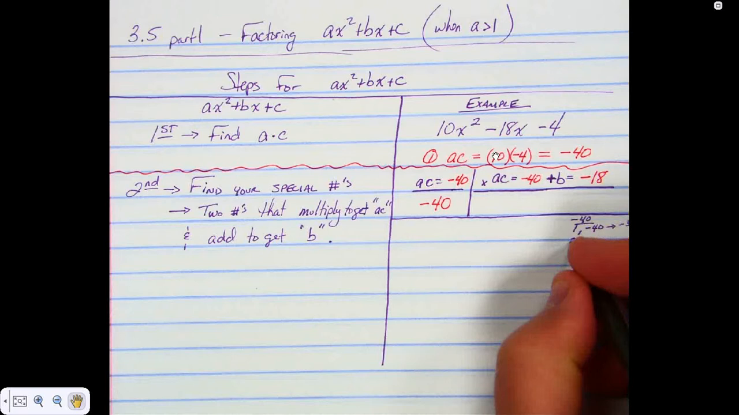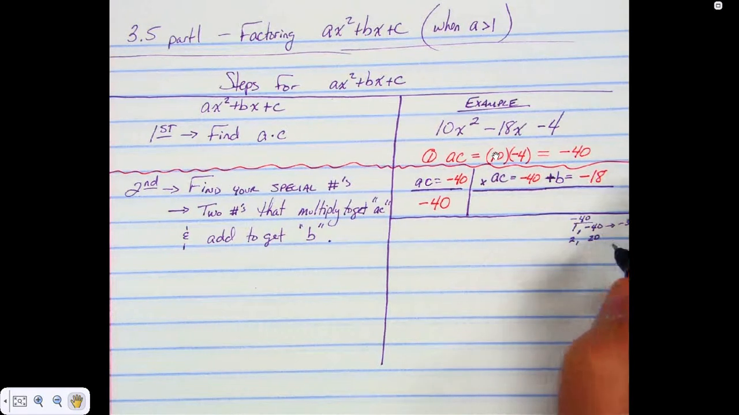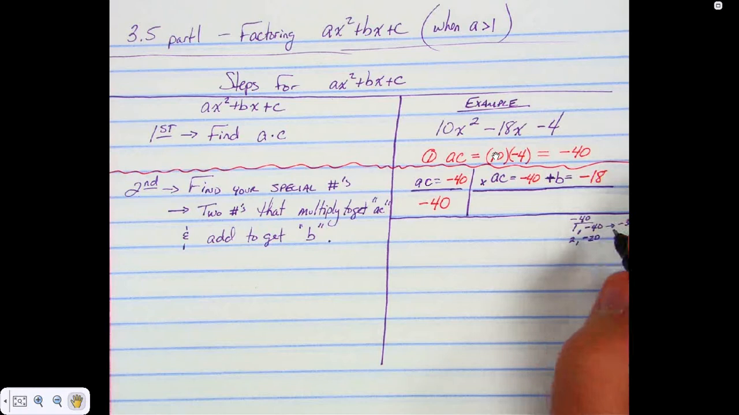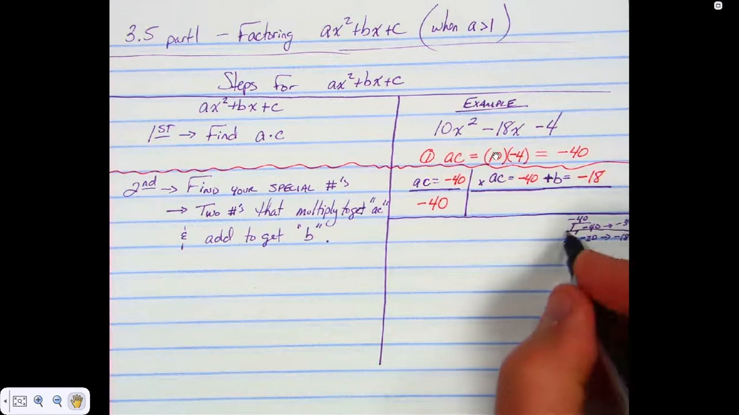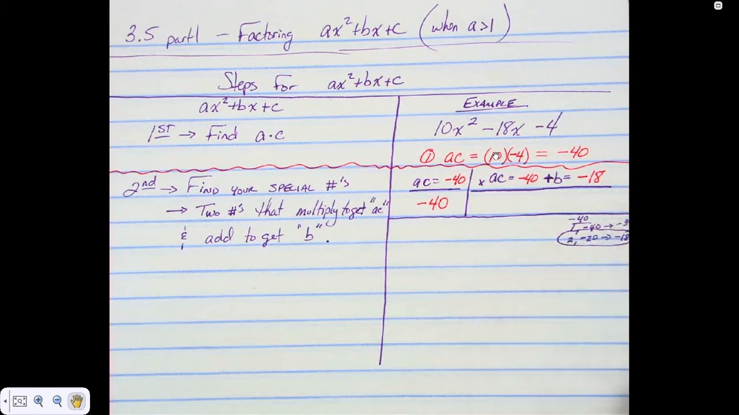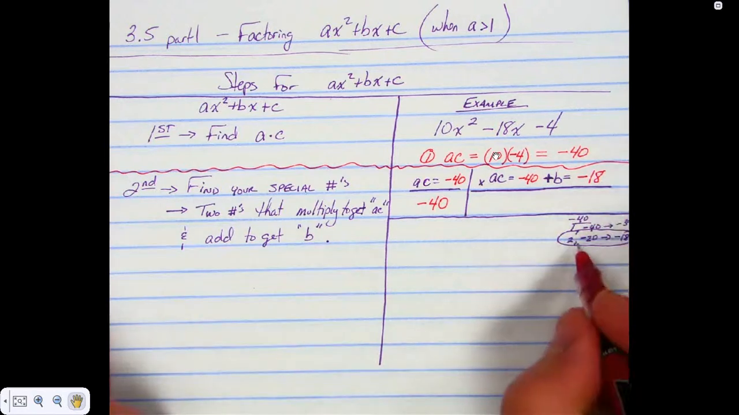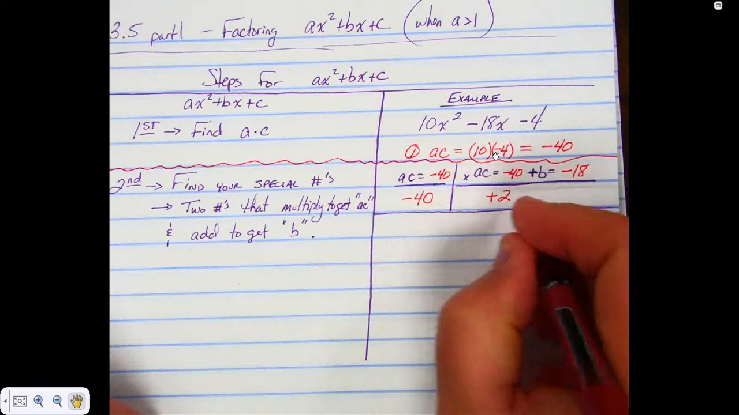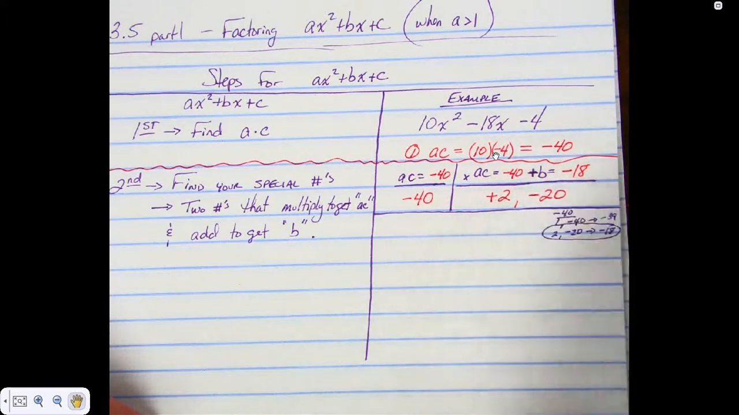2 and 20. But which one is going to be negative? Negative 20, because I have to get a negative 40, right? Negative matters. What do those add to? Negative 18. Do I need to go on any further? I have found what I need. So, what are my two numbers that I found here? 2 and negative 20. So I'm going to put a positive 2 and a negative 20. And I would like you to write it just like that.